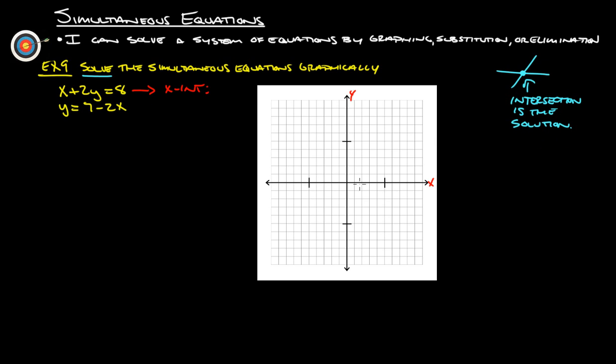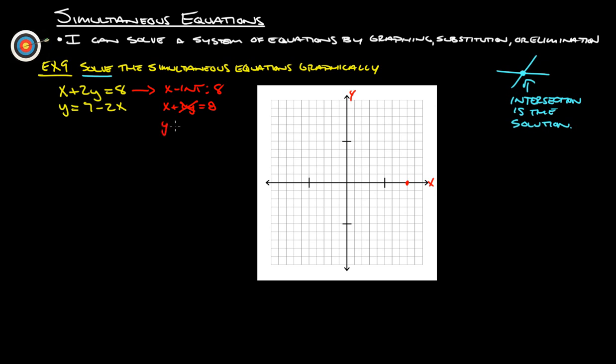For this first one, here's the x and here's the y. When I'm looking for the x-intercept, that's where it crosses the x-axis, so I know that y equals 0. So if I'm looking for the x-intercept, the y term is gone. I have x plus 2y equals 8, but y is 0. 2 times 0 leaves us with 0. So the x-intercept is going to be x equals 8. So this is going to cross here at 8.